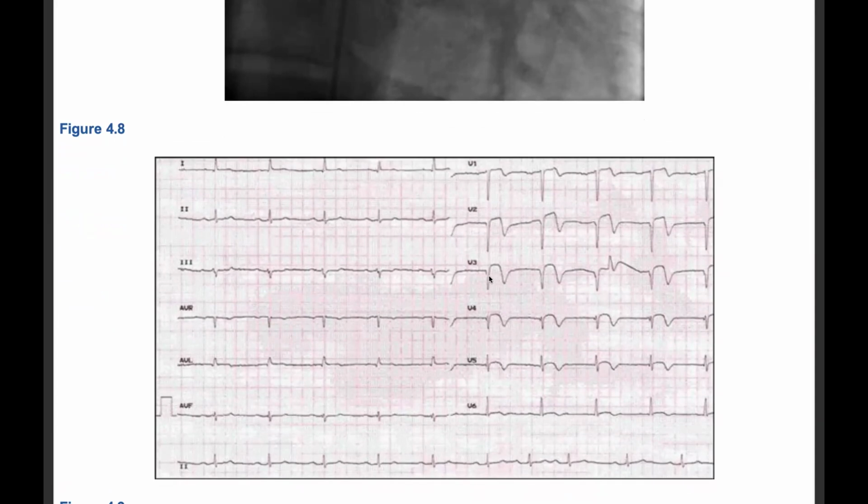Sorry, where the Q wave? Q waves, the first negative deflection without any R wave. So those are Q waves. So at least this is a Q wave. There's a Q wave.